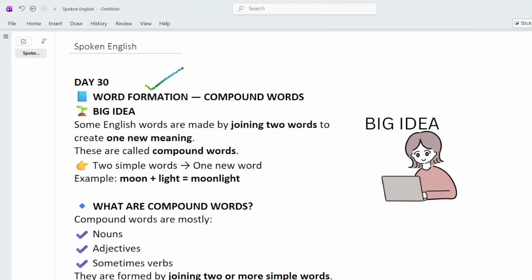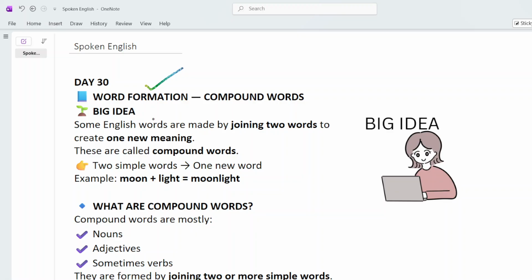Let me ask you something really interesting before I start the session. Why do we say toothbrush but not brush for the teeth every time? Why blackboard and not board which is black? Because English loves shortcuts, and today you are going to learn one of the biggest shortcuts in the language.